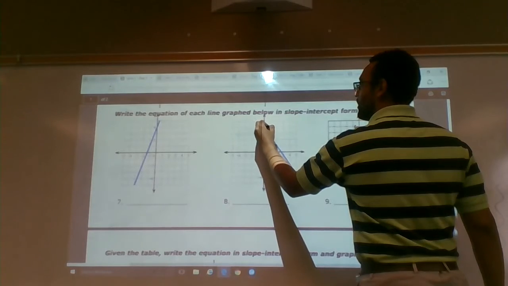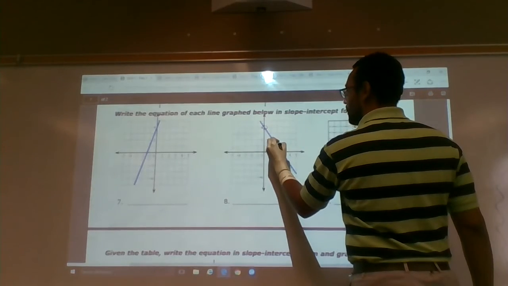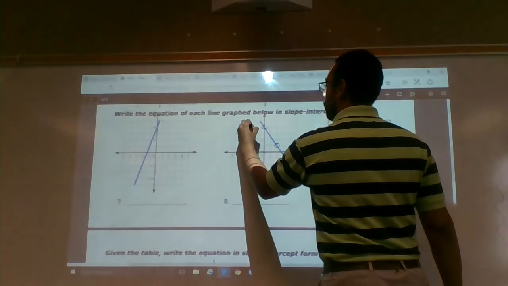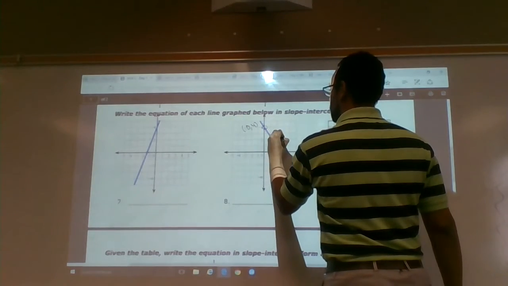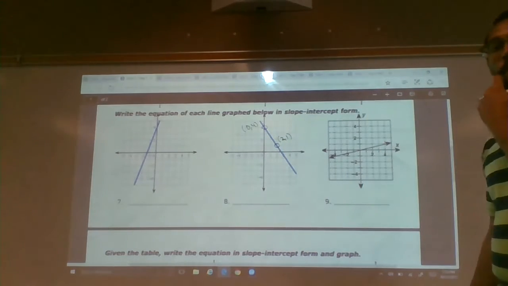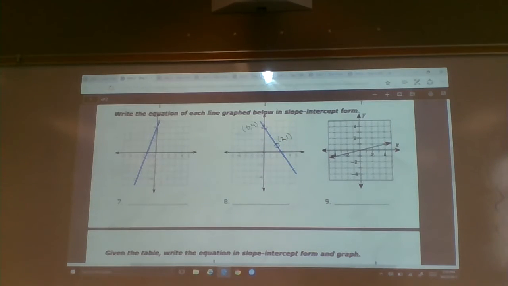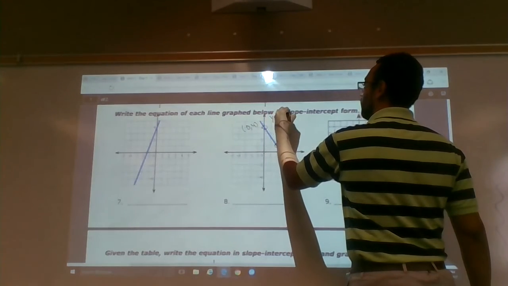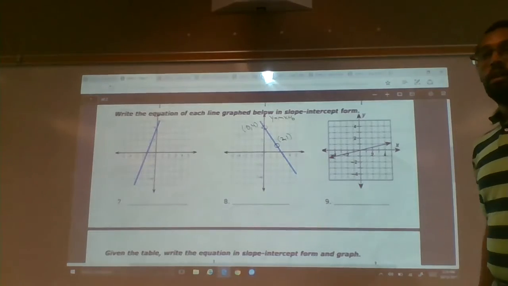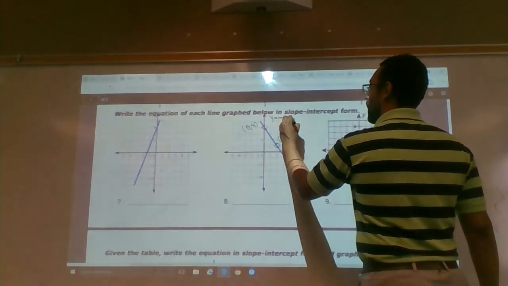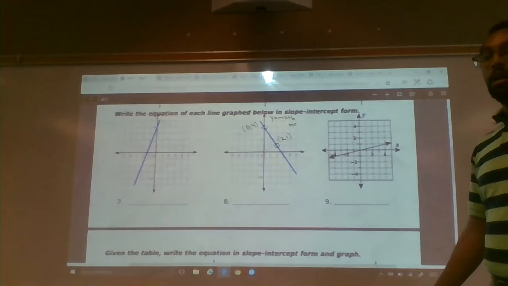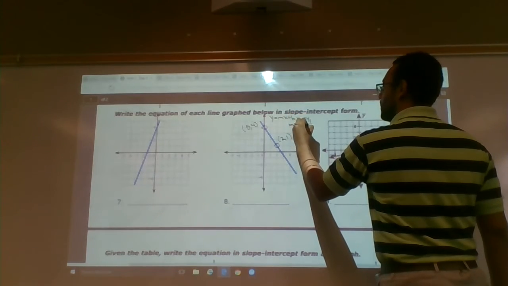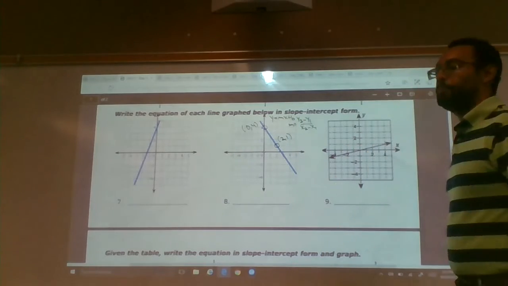The graph intersects here. The graph intersects here. This coordinate is (0, 4). This coordinate is (2, 1). I have 2 points. I can get the slope. So if I want to end up having it in slope-intercept form, y equals mx plus b, okay, and I need to know the slope formula.